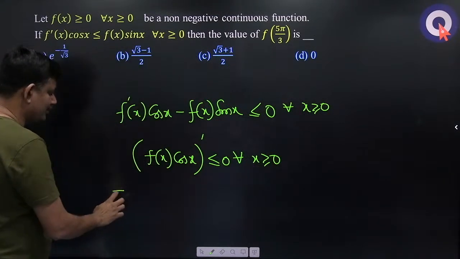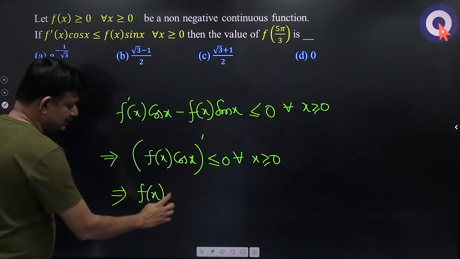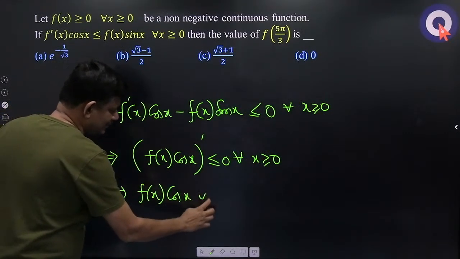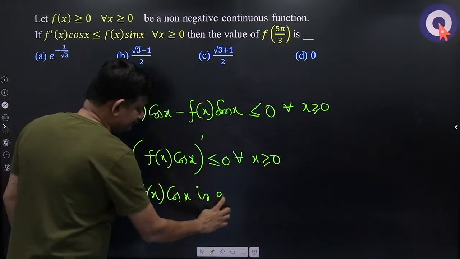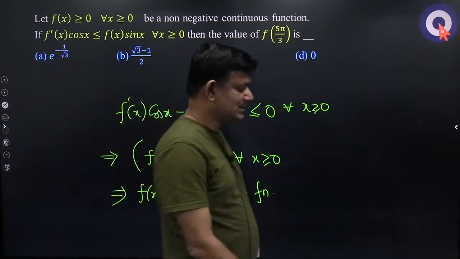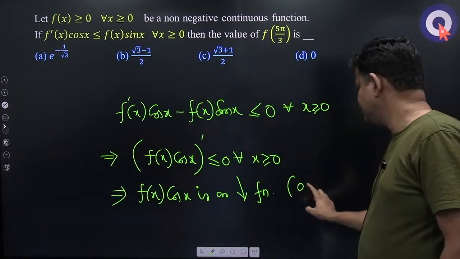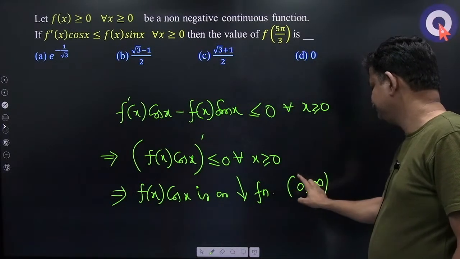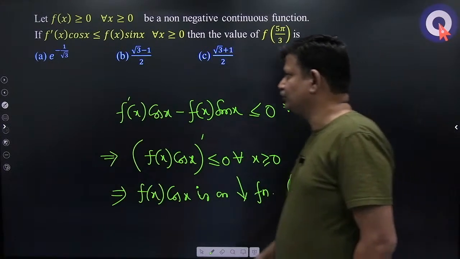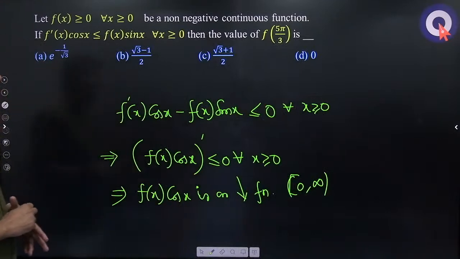What can you conclude from here? F of x cos x is a decreasing function. It is a decreasing function in the interval closed 0 to infinity. Okay.